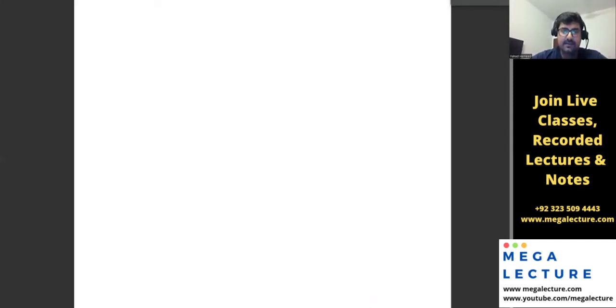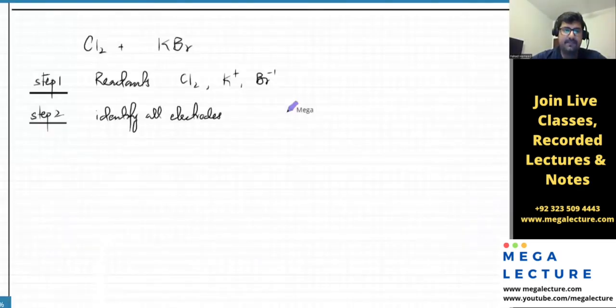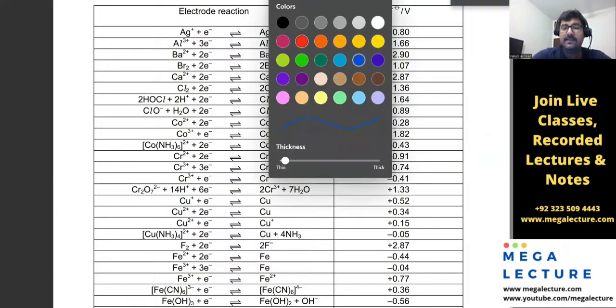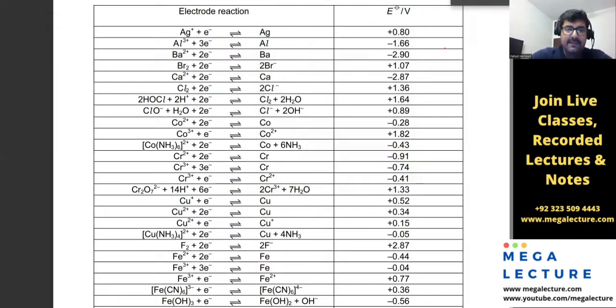So the data booklet, remember I've got Cl2, K plus 1 and Br minus 1. These three, Cl2, K plus 1, Br minus 1. Here are all my electrode equations, so I'm going to do all the working over here. So here I have Cl2. I'm going to select this equation, Cl2.